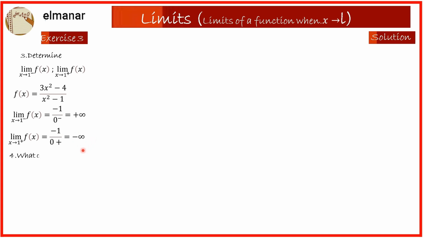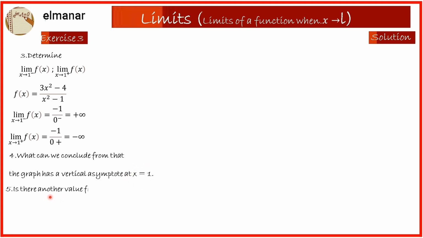4. What can we conclude from this? In conclusion, the function becomes infinitely large or infinitely small when approaching 1. This means that the graph has a vertical asymptote at x equals 1. 5. Is there another value for which the same is true?